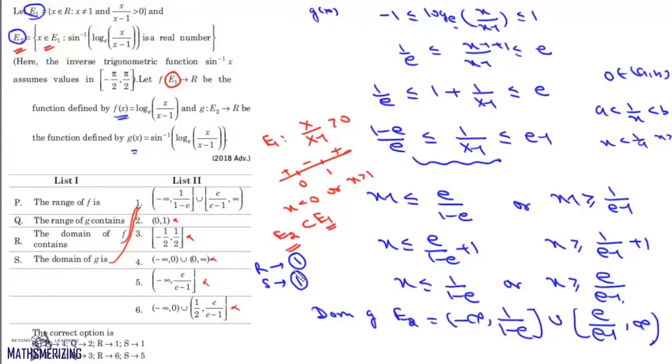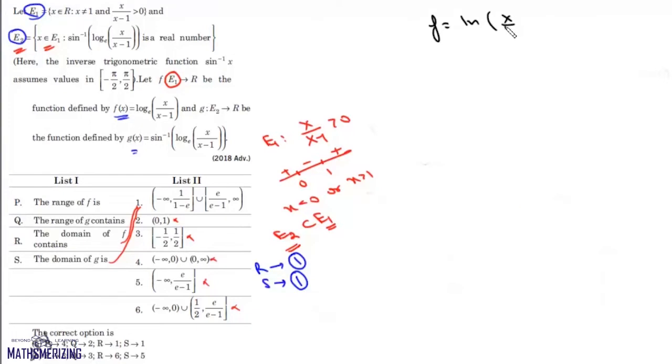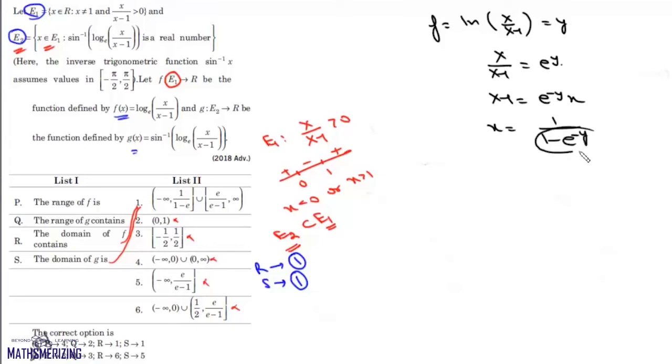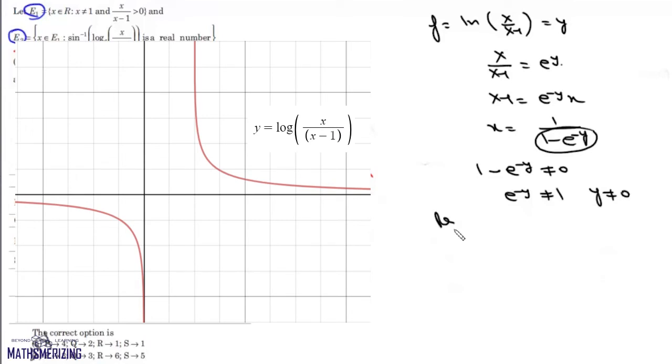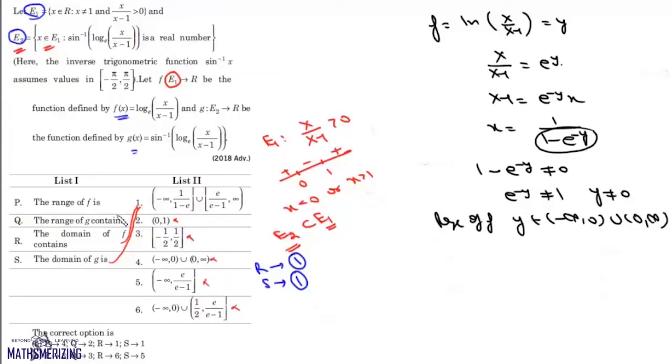Now we need to find the range of f and the range of g. Now this function f is defined as log of x upon x minus 1. Let us take this as y. We'll get x upon x minus 1 as e to the power y. We'll get x minus 1 as e to the power minus y into x. So x will be 1 upon 1 minus e to the power minus y. Now, what is the restriction for this function? The restriction is that the denominator must not be 0. So e to the power minus y is unequal to 1, that is, the value of y should not be 0. So range of f will be y belongs to minus infinity to 0 union 0 to infinity. So we'll take all the values except 0. So range of f is this option 4. So this P matches with 4.